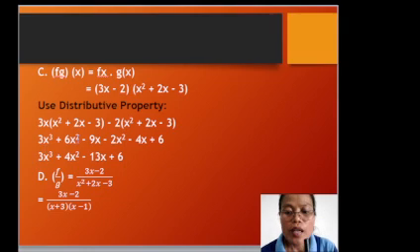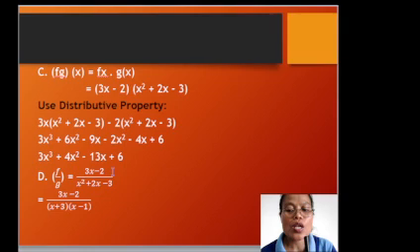And we have x squared terms here. So positive 6x squared minus 2x squared, and that is positive 4x squared. And we have here negative 9x and negative 4x. So combine, negative 13x. And we have only one constant, and that is positive 6. So just copy it. So the final product is 3x cubed plus 4x squared minus 13x plus 6.